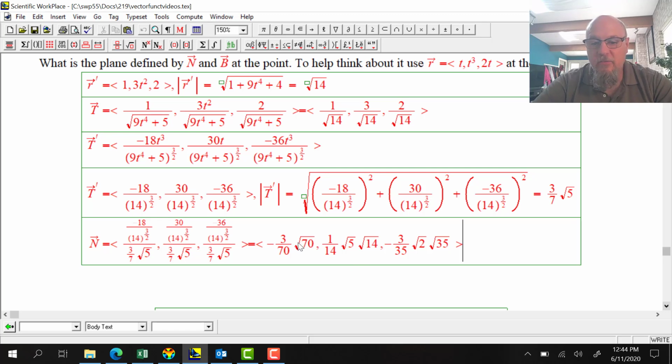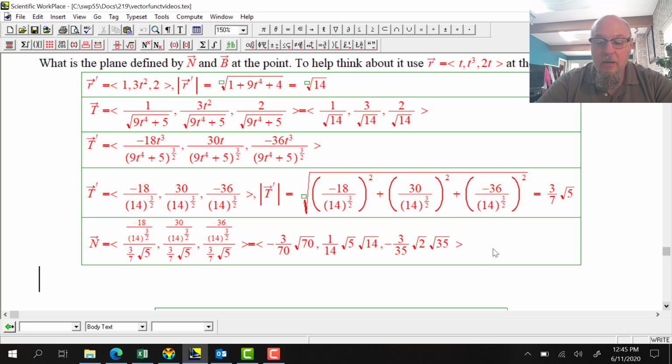So I could check this by taking the dot product of n against t to get 0. I could take the dot product of t prime and t and also get 0, as we've shown before. But now I've got one of the vectors, the n. Now I just need the b vector.